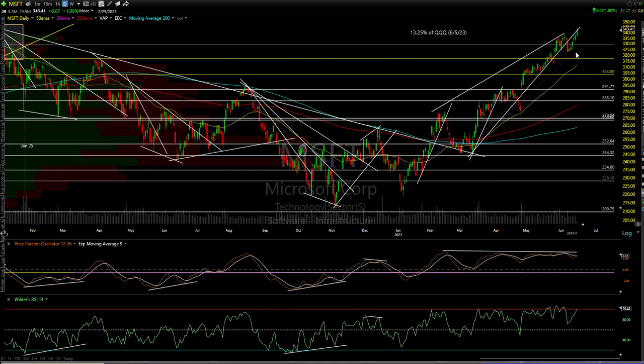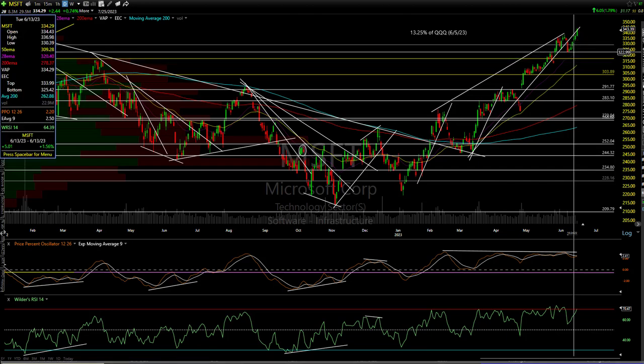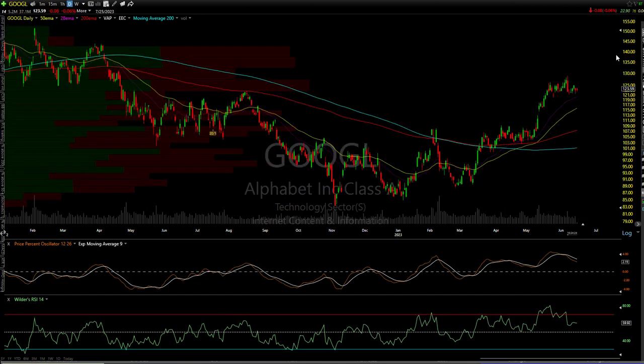So what does it need to do? First of all, an impulsive rejection off the trend line. That would be the first sign. Again, this is the daily candle. Let's see how it closes today. And then a break below that reaction low right there.